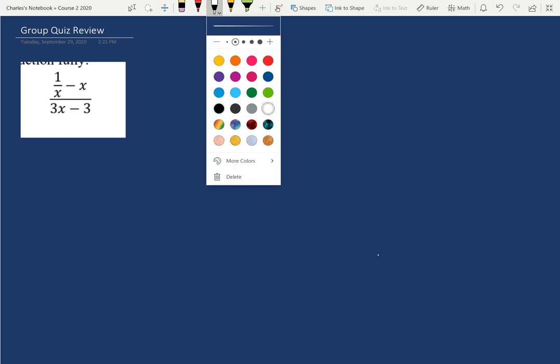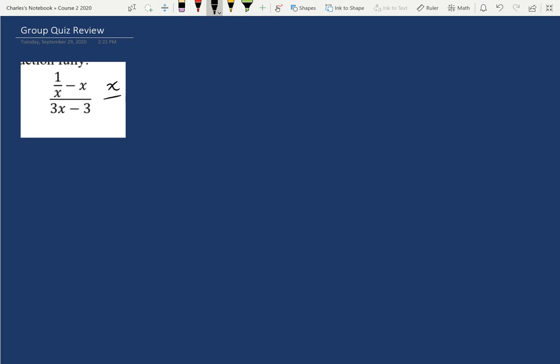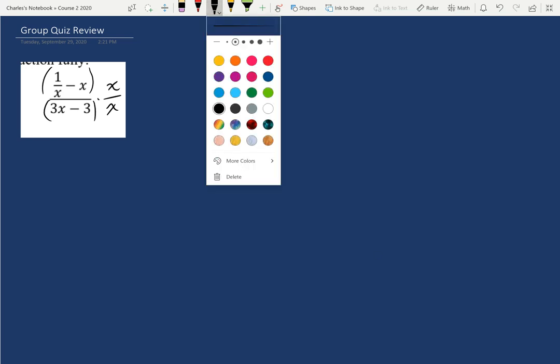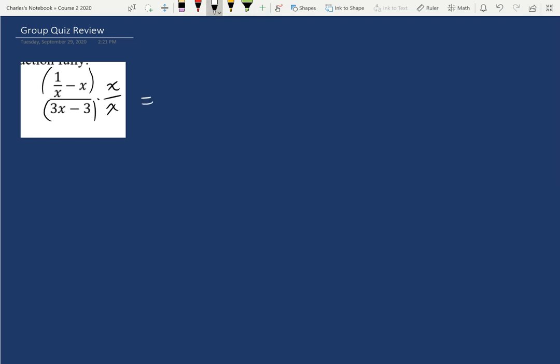So the one problem that most of the groups had a slight mistake on was this problem where you were asked to simplify this. And I think most people did start the problem right. So you're going to multiply by x over x so that I get rid of the fraction within the fraction, and I get 1 minus x squared over 3x squared minus 3x. And on the top, this simplifies to 1 minus x over 1 plus x.